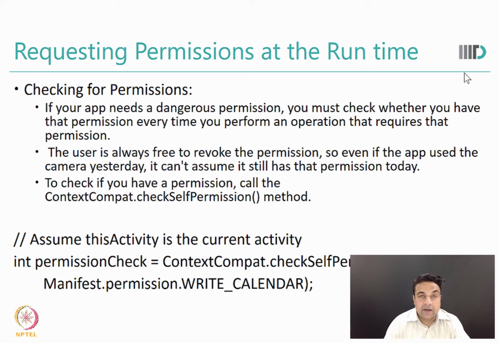Now, in order to check, Android makes it very easy. There is a simple method called ContextCompat.checkSelfPermission, and using this method you can check whether the permission is there or not. Here's a simple code explaining it. I run the permission check on this particular activity with respect to a permission type or permission group, and I store the result. It is as simple as that.